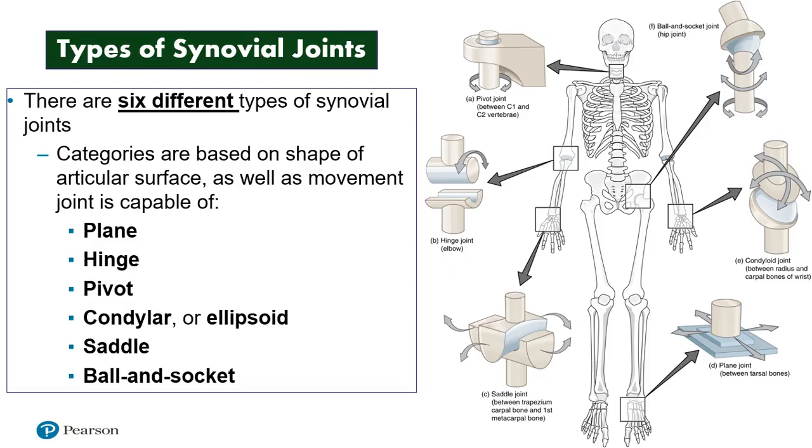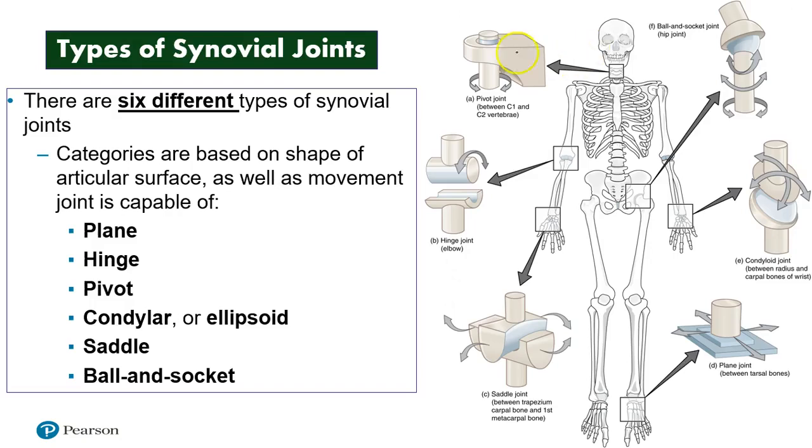And that range of motion is all about that axis. And so different axes are going to be applied to the different types of synovial joints. Okay? So remember, an axis is an imaginary line the bone can move around. And the number of axes determines the range of motion a joint allows.